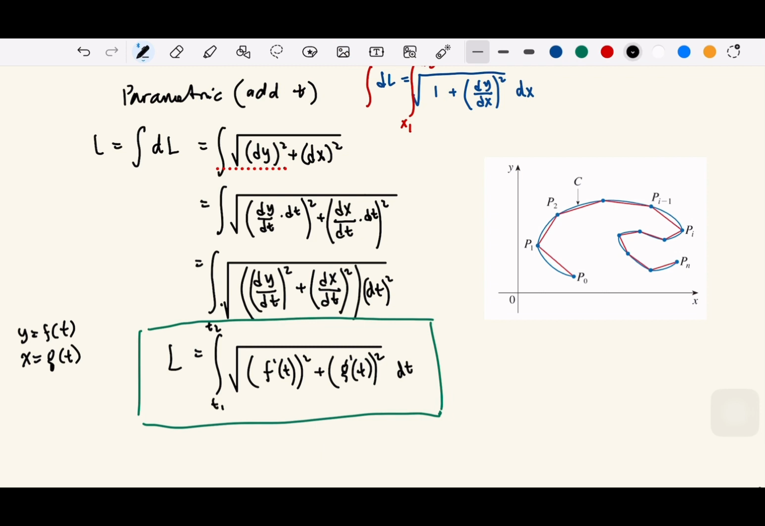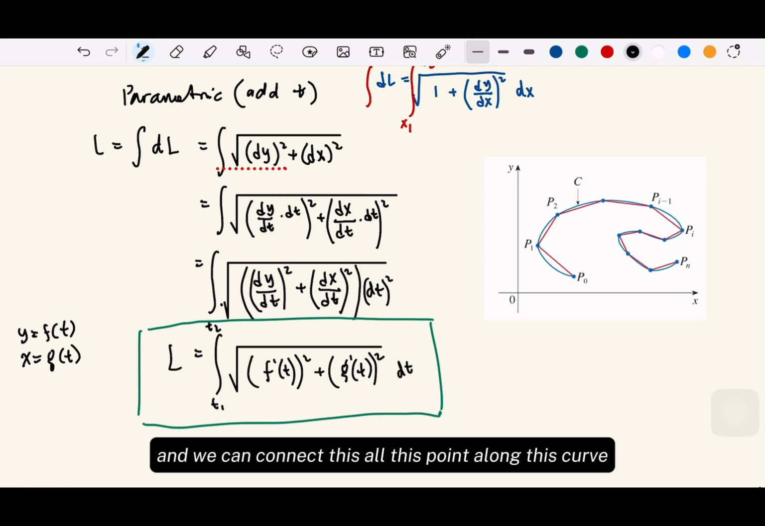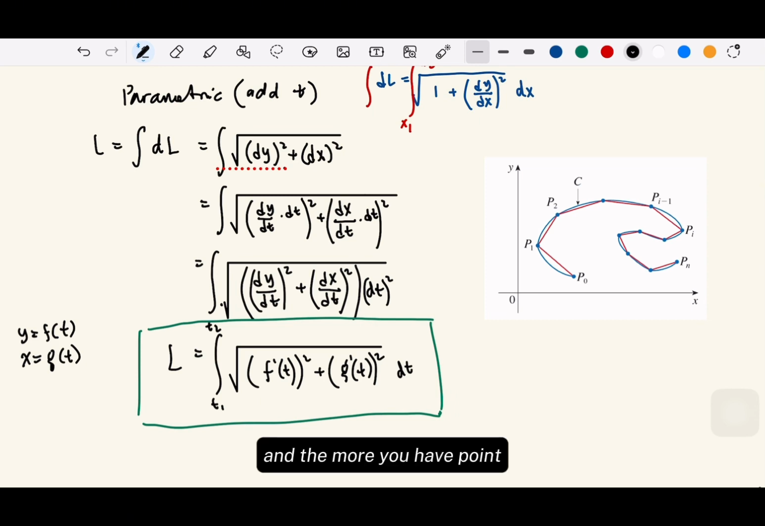So actually, in this graph here, of course, it should be parametric, okay? And we can connect all these points along this curve with the red line, which is a small distance. And the more points you have, this line will get close to the curve, right? Will get close to the curve. Okay? And that's how we add up and it becomes the arc length.